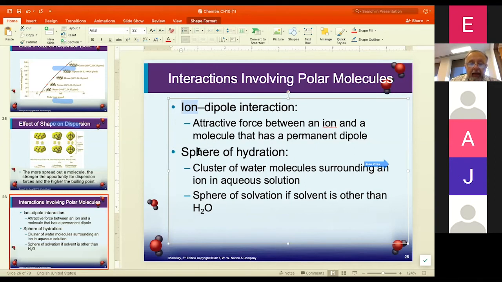Okay, and that is obvious when you look at what is called the sphere of hydration. What is the sphere of hydration? When we do chemistry, we mostly use water as the solvent, and that means that molecules of water are going to be surrounding, when we dissolve things, the atoms or the ions that have dissolved.